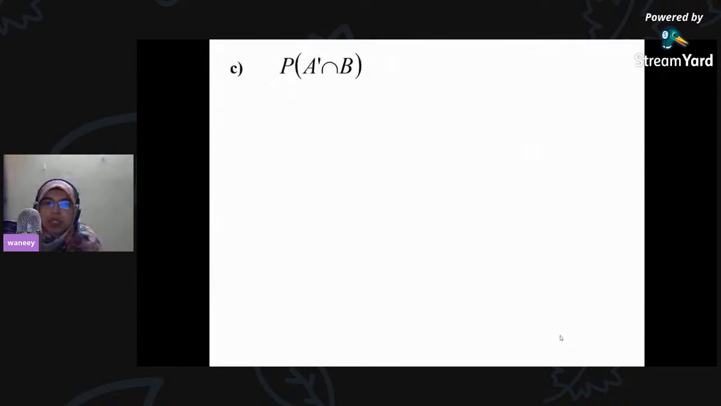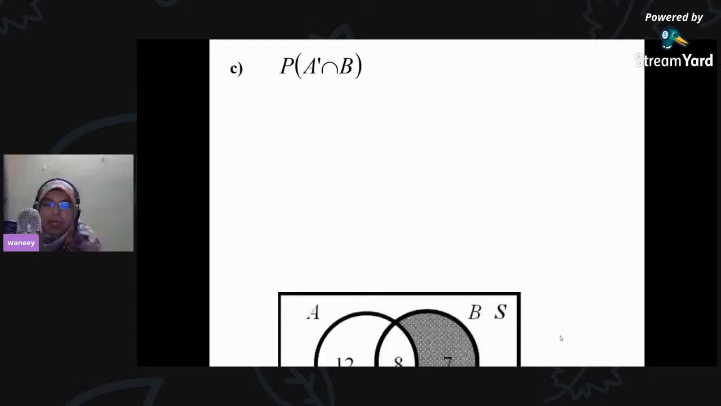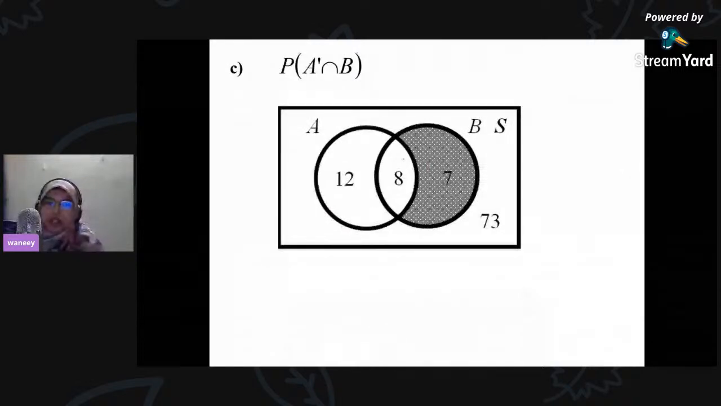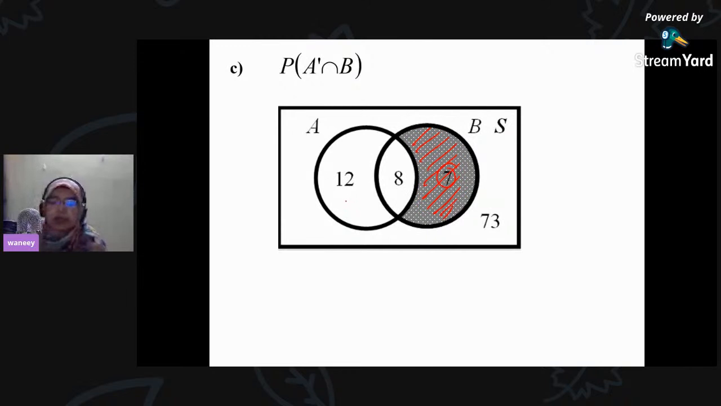C, probability of B happen, but A cannot happen. So only B happen. So we cannot have A overlap B. So sebab itu yang kawasan ni tak boleh lorek lah. So only B. Okay, so the number is 7. So it's supposed to be 7 over the total number in our sample space, which is 100. So 7 over 100. So cannot simplify further kan sebab 7 tu prime numbers. So we're gonna leave them as 7 over 100. Okay, so probability of A prime overlap with B, that is 7 over 100.